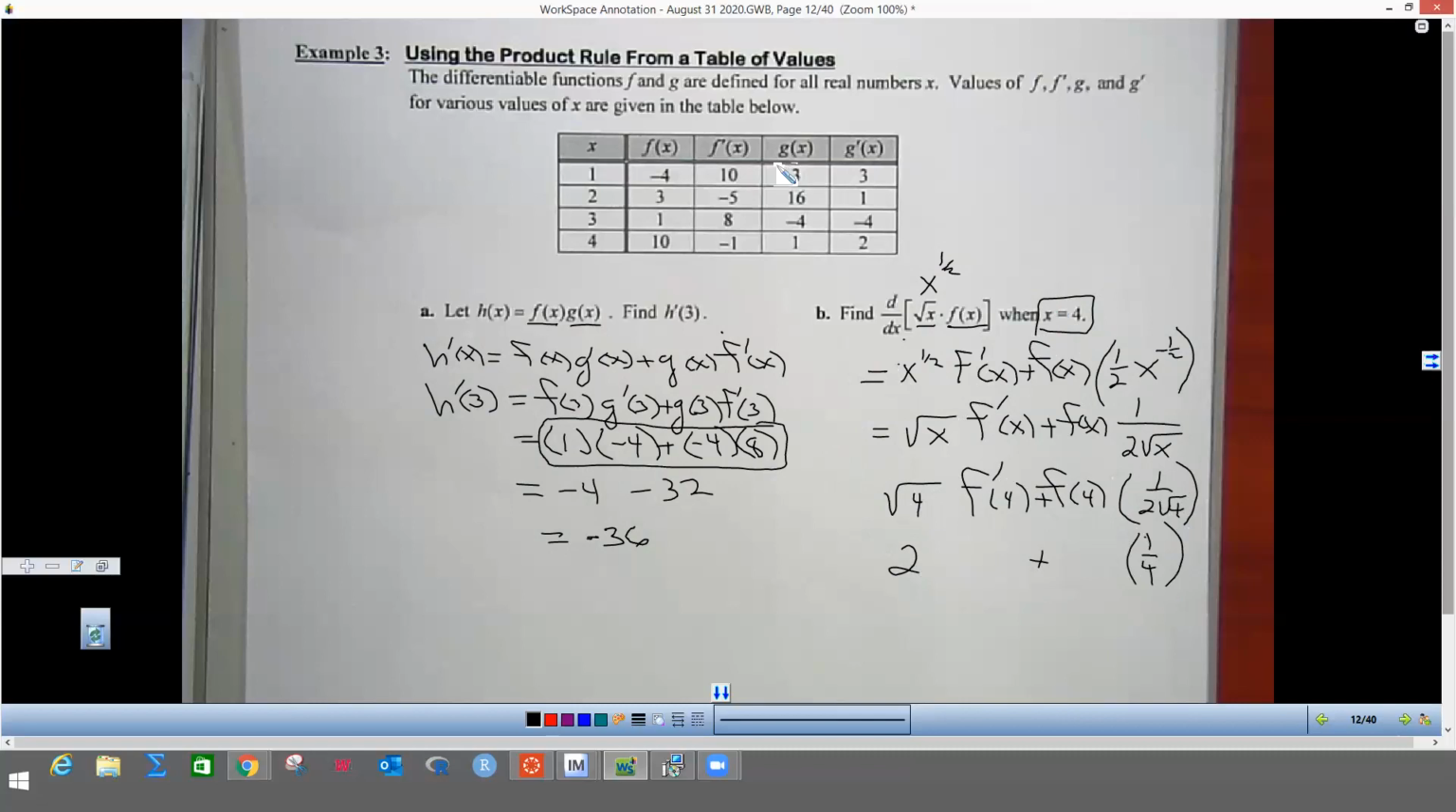And now I got to go up to my table. So f prime of 4 is -1. So this is going to be -1. And f of 4 is going to be 10. So this is going to be -2 plus 10 over 4. Or I could reduce that to 5 over 2. So that'd be plus 2.5. And when I combine those, I get a half. So that would be the answer to that.